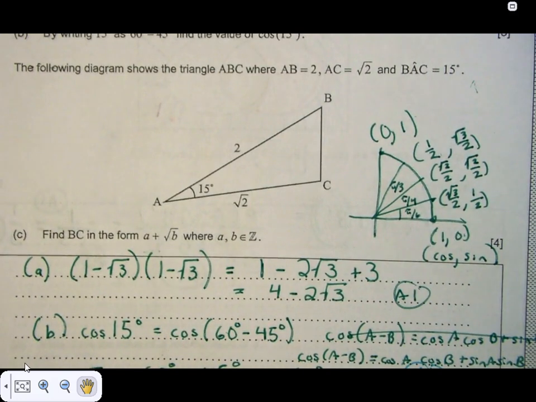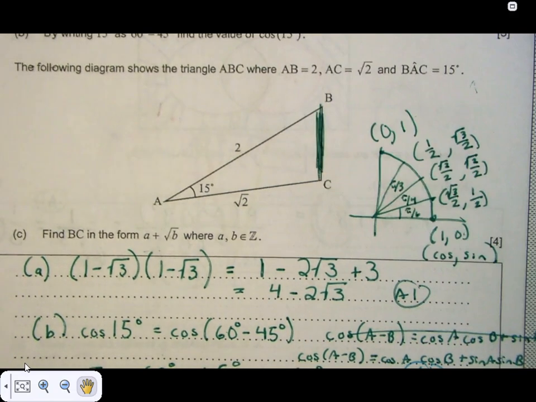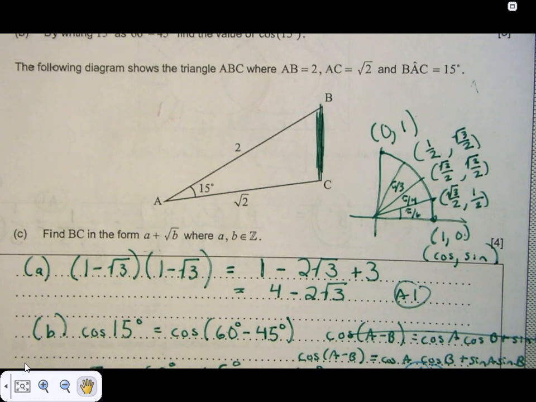Okay, and then the last part is the one that's kind of tricky, but it's not that bad except for the last step. It says to find BC, so it wants you to find this side right here, in the form a plus square root of b, where a and b are elements of the integers.